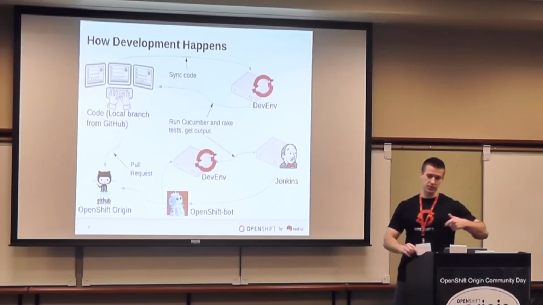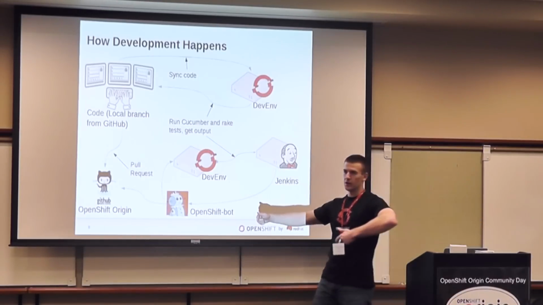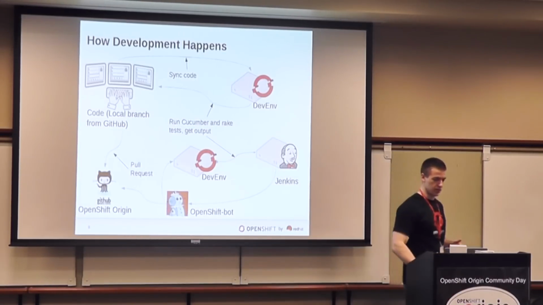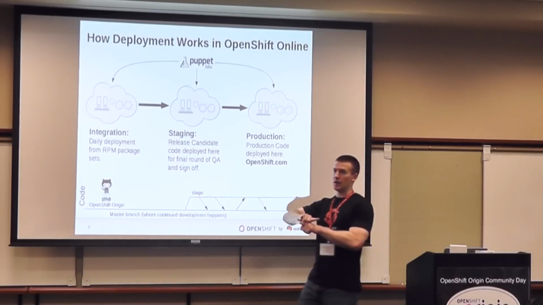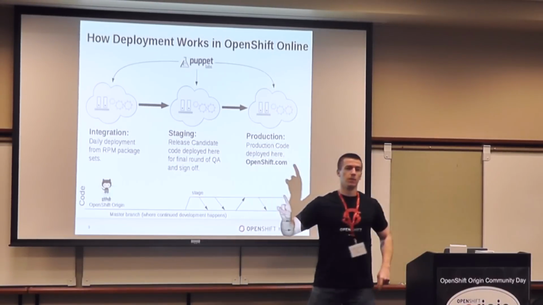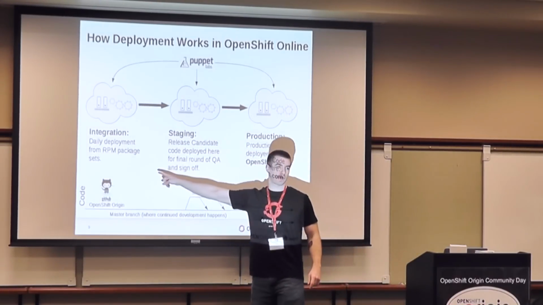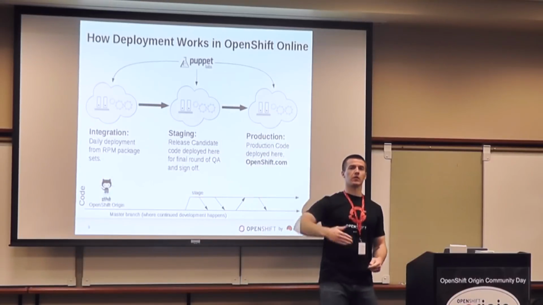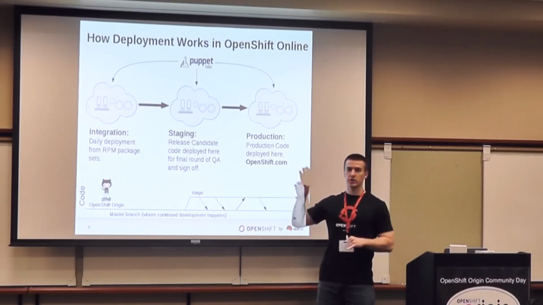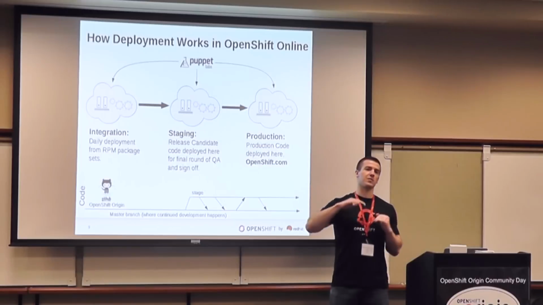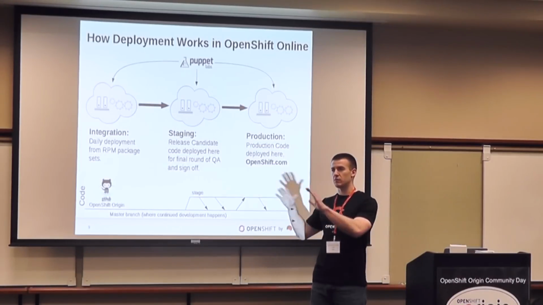Okay, so that's how development happens. We're going to take that a step further for the development cycle and see how deployment happens. And this is where development of online and upstream diverge. In the first portion of our sprint, we're doing integration deployments. We have three environments: integration, stage, and production. Production is OpenShift.com, so whoever uses our online environment.